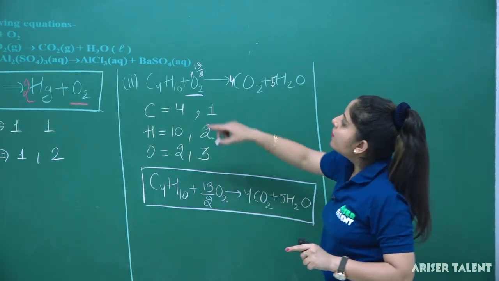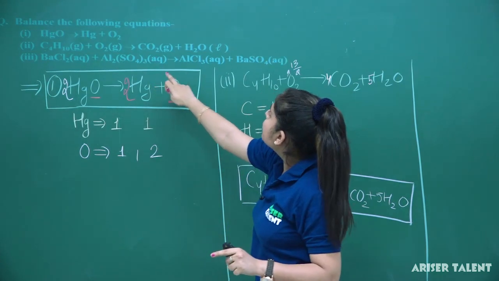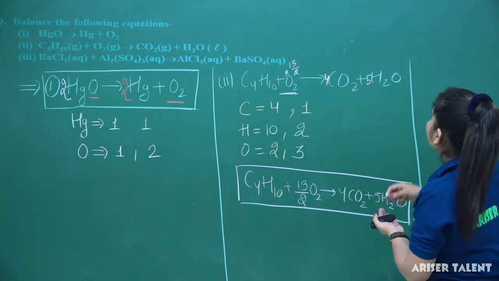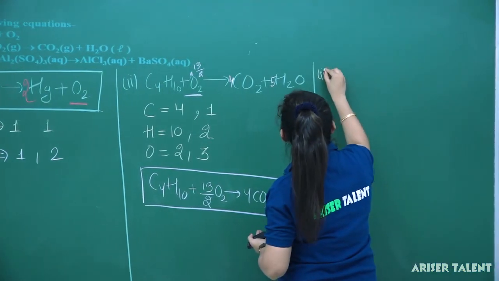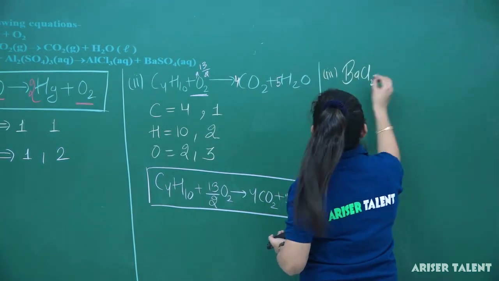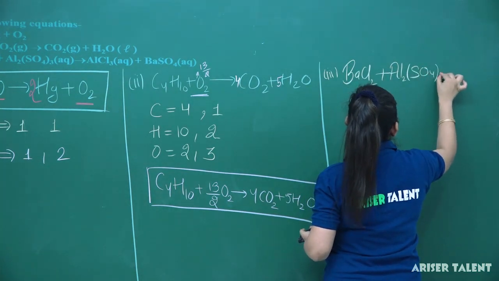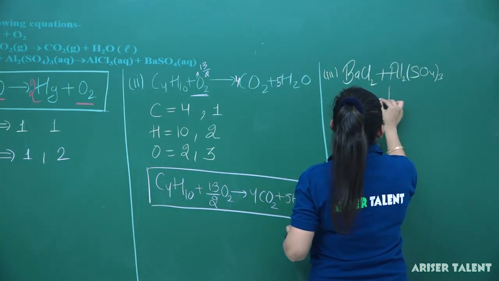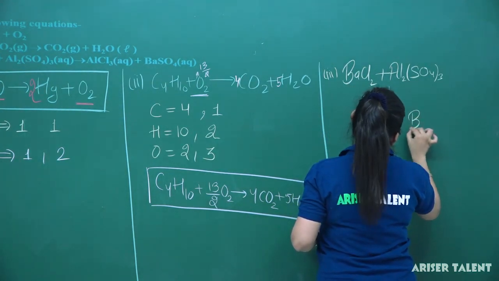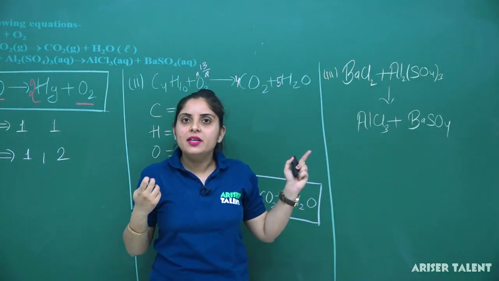Now we are on our third problem, that is barium chloride reacts with aluminium sulfate to give aluminium chloride and barium sulfate. So we will write the equation here. So our third question is BaCl2, that is barium chloride. It is reacting with Al2(SO4)3. It gives AlCl3 plus BaSO4. So students, have you observed which kind of chemical reaction it is?